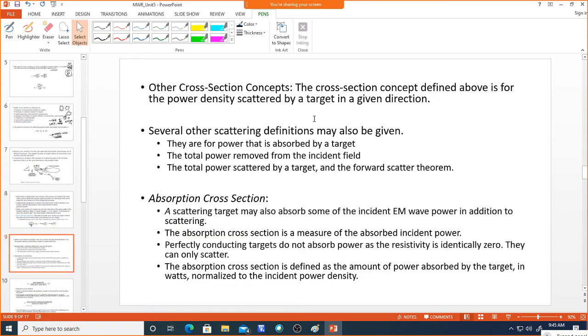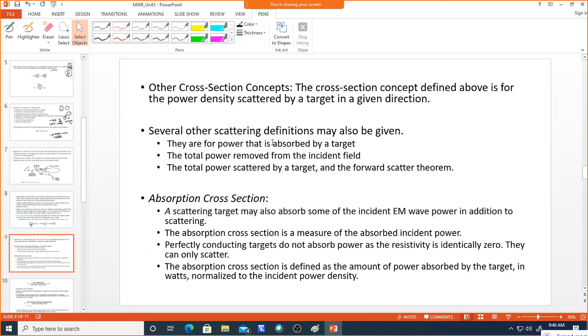Now, other radar cross section concepts. Even if you have different cross sections, like extinction cross section, absorption cross section, and many other different concepts to find out the radar cross section, they give different intuition for radar cross section detection. So you can see here, other radar cross section concepts again depend on the power density scattered by the target in a given direction, but several other scattering definitions may also be given.